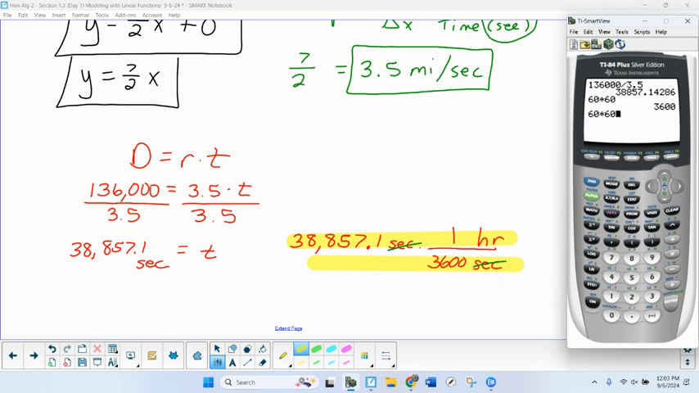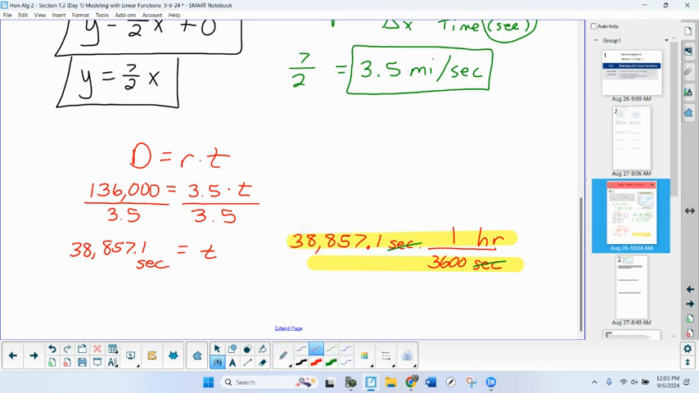Second entry, because I don't want to type that in again. And divide that by 3,600. And I get 10.8 hours. So our astronauts have 10.8 hours to knock this thing out of space before it comes down to Earth.